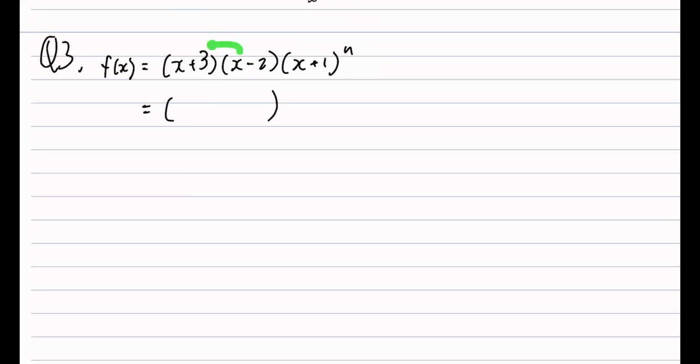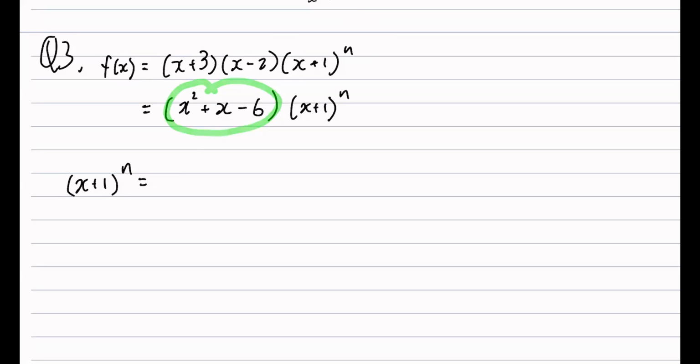Let's focus on the ones that have no powers. So this one will be x squared plus 3 minus 2 is plus 1x minus 2 times 3 is 6, multiplied by x plus 1 power n. Now let's focus our attention on x plus 1 power n. They gave us information about the coefficient of the quadratic term, right? So how do you get a quadratic term when you multiply by a quadratic? Wouldn't it make sense if x plus 1 power n, we expand it until we get some constant plus something times x plus something times x squared plus something times x cubed?